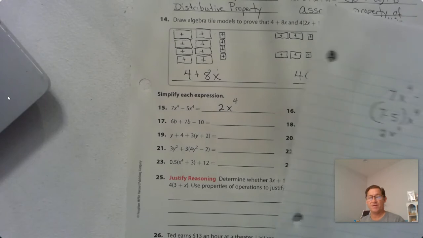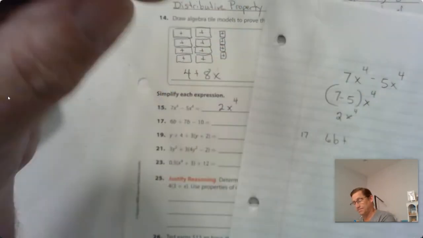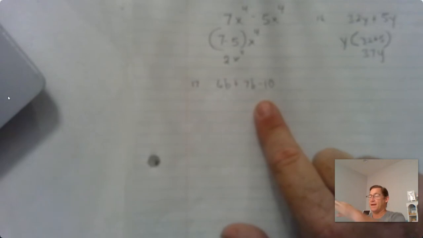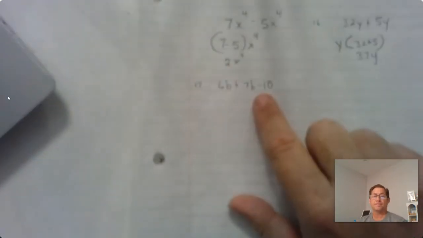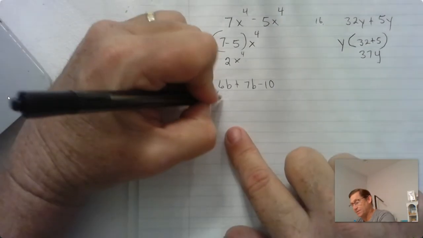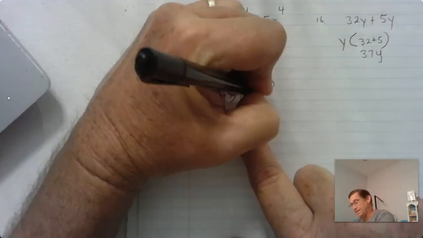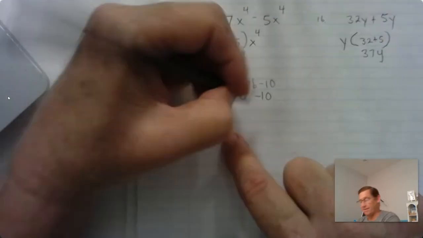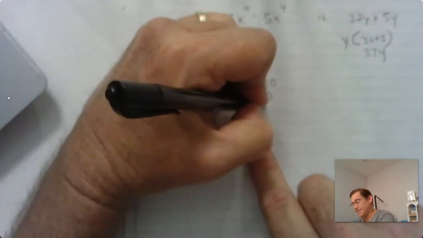6b plus 7b minus 10. Okay, so they're multiplying b times each of the addends in the sum of 6 and 7. So 6 plus 7 times b minus 10. 6 plus 7 is 13. So 13b minus 10.